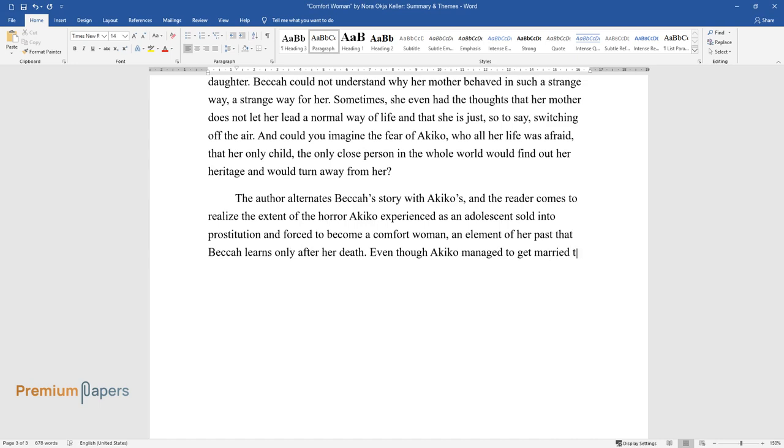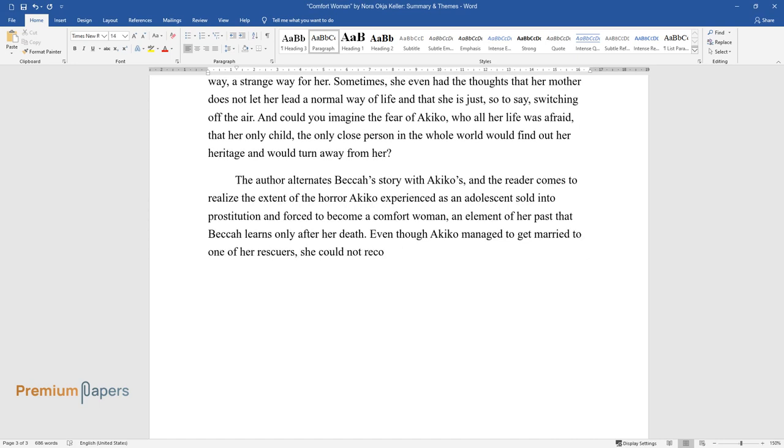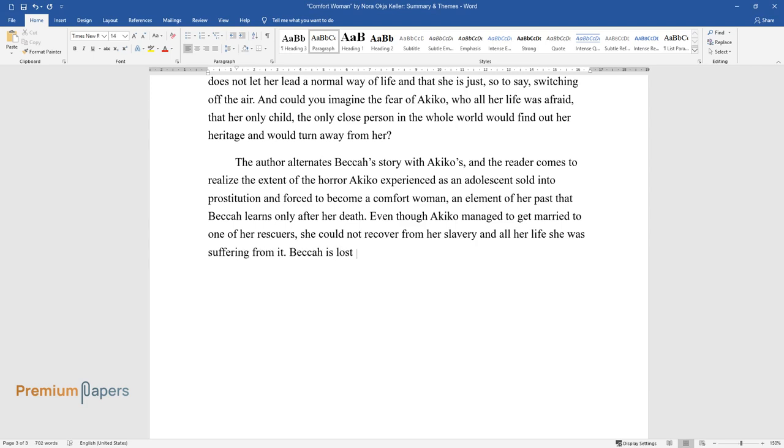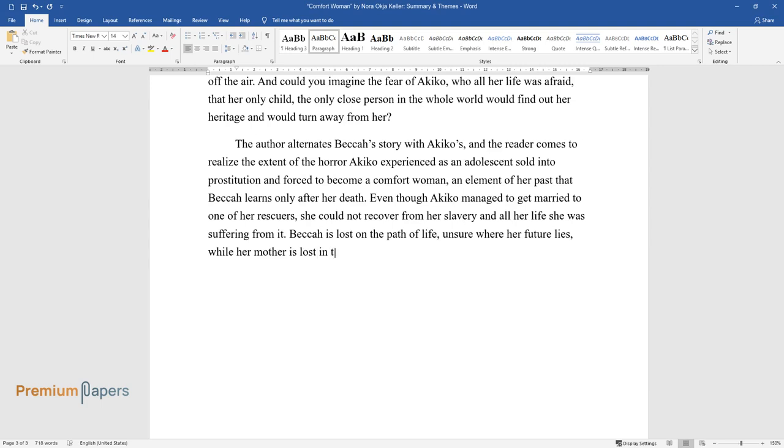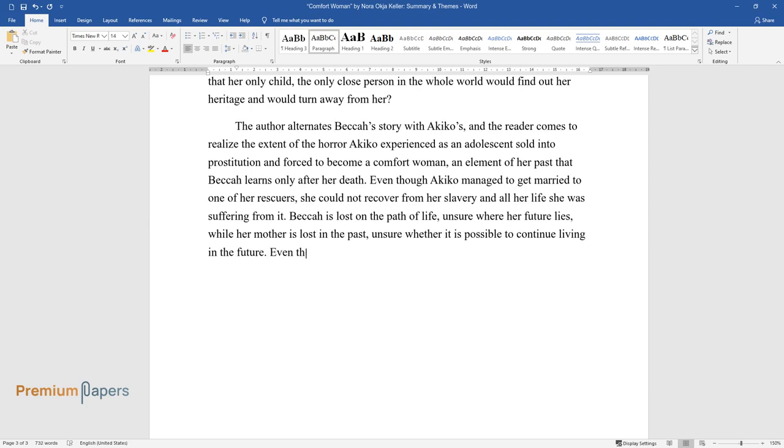Even though Akiko managed to get married to one of her rescuers, she could not recover from her slavery and all her life she was suffering from it. Becca is lost on the path of life, unsure where her future lies, while her mother is lost in the past, unsure whether it is possible to continue living in the future.